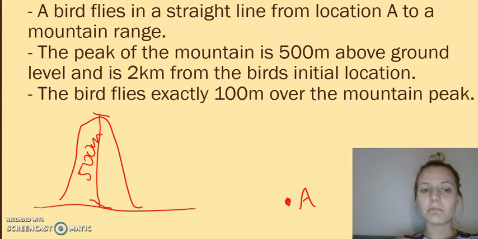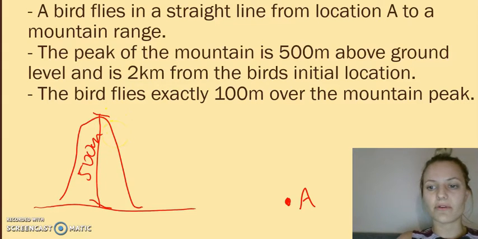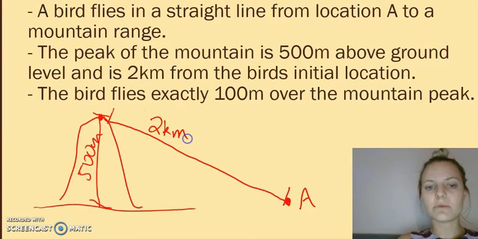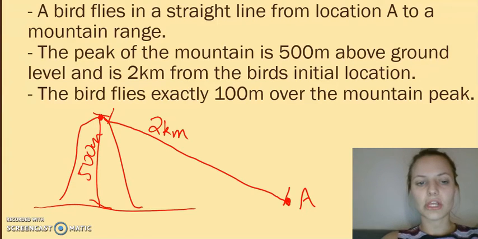And the peak is also 2 kilometres from the bird's initial location. So the peak is 2 kilometres from the bird's location. That is referring to the top part of the mountain all the way down to the bird's location. Now that is 2 kilometres. We always want to make sure that we're using the same units of measurement when solving problems. So we'll convert 2 kilometres into metres, times by 1,000. 2 times 1,000 is 2,000 metres.